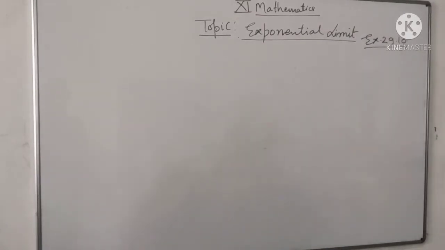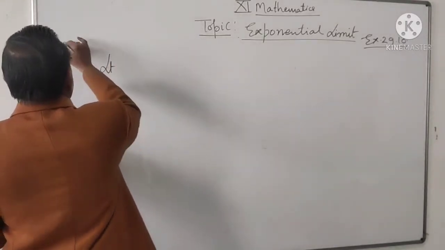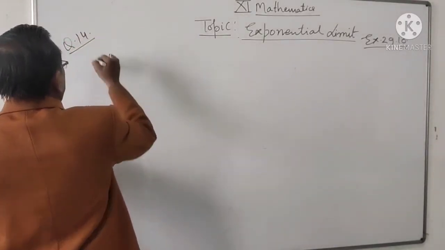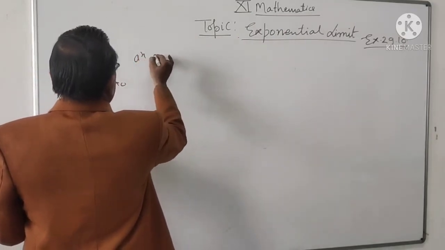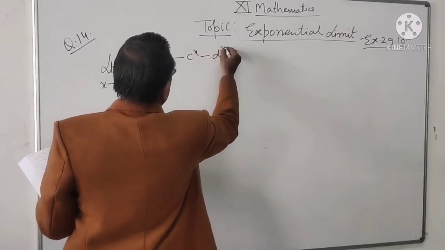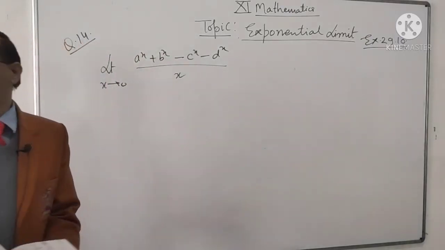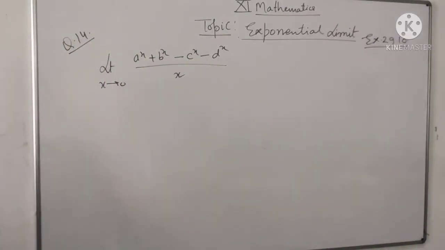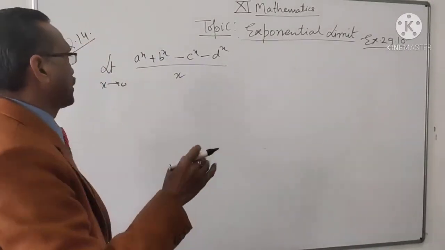Next is question number 14. There is limit x tends to 0, (a power x plus b power x minus c power x minus d power x) upon x. So see, we will add plus 2 and subtract 2.